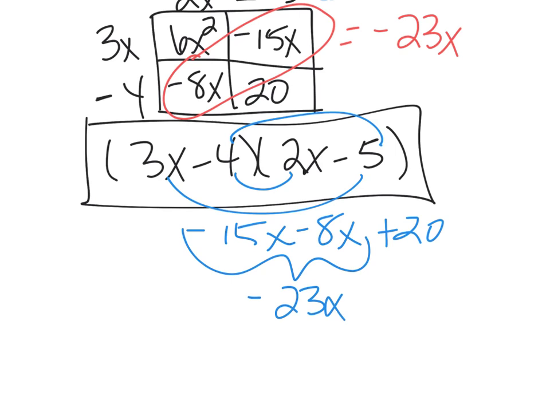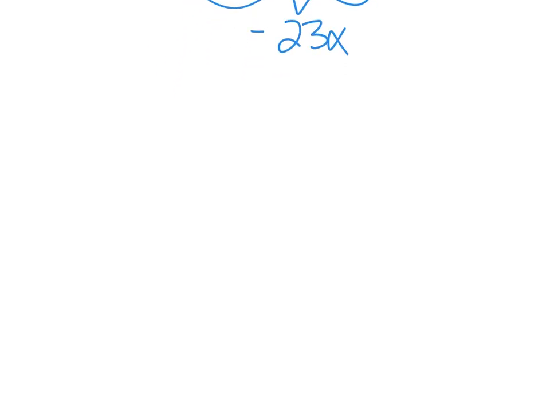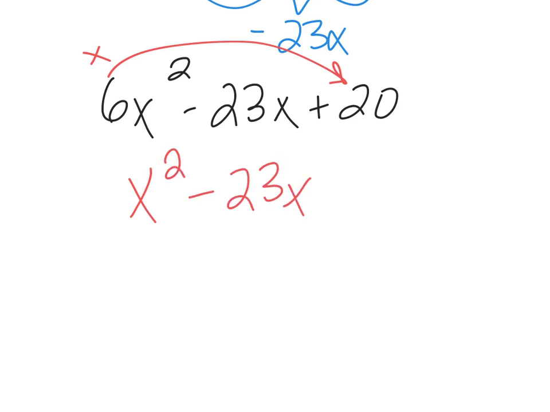Now, when I did this one before assigning it to you, using the method where we multiply a and c, I really had to think about this one. So let's see. I have to do 6 times 20. This is easy because I don't have a coefficient on the 20. But that gives me 120. So I have to find factors of 120 that sum to -23.